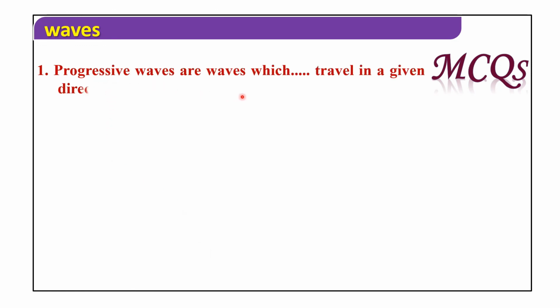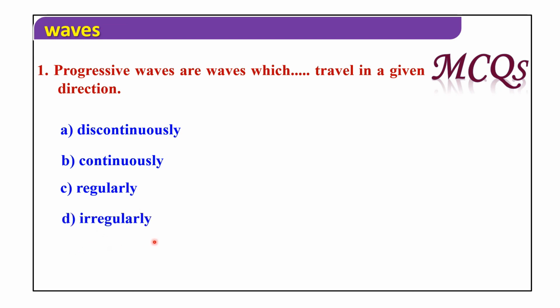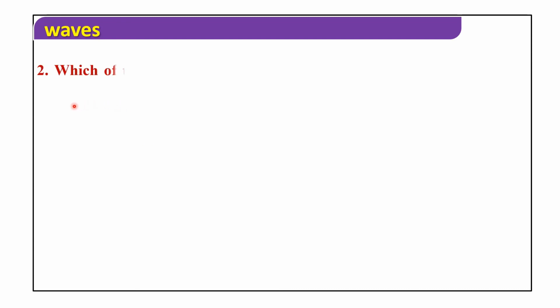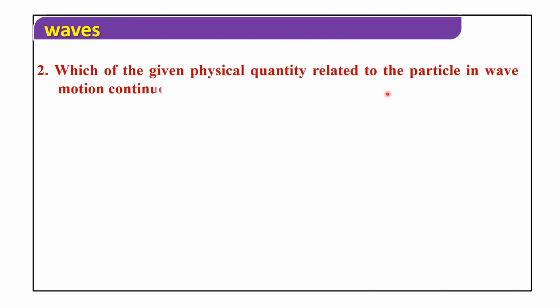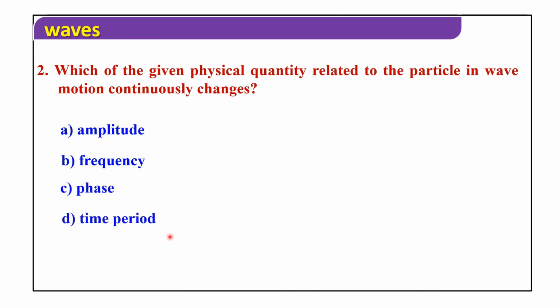Now let us discuss MCQs. Progressive waves are waves which dash travel in a given direction. Discontinuously, continuously, regularly, irregularly. Progressive waves are waves which continuously travel in a given direction. Second one: which of the given physical quantities related to the particle in wave motion continuously changes? Amplitude, frequency, phase, time period. Here, in the given physical quantities related to a particle in a wave motion, phase changes continuously.